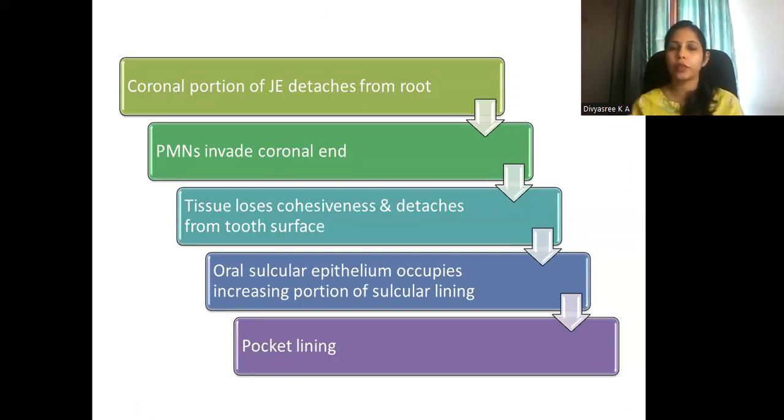The neutrophils gradually invade the coronal end. The tissue loses its cohesiveness. It detaches from the tooth surface, and there occurs an increase in the depth of the gingival sulcus, thereby transforming the gingival sulcus into a periodontal pocket. So this is how a periodontal pocket develops from a gingival sulcus. It is a pathologically deepened gingival sulcus. The periodontal pocket is a very common feature seen in periodontal disease.